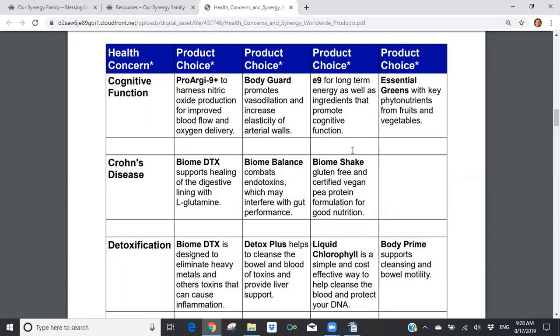The Detox Plus would also be a good product for helping from a cleansing of the bowel and removing toxins out of the bloodstream, as well as liver support. Liquid chlorophyll, to me, is one of the easiest and most cost-effective things a person can do to help them maintain a good program. I typically drink 2 to 3 glasses of liquid chlorophyll on a daily basis. I find that I drink more water when I use liquid chlorophyll than if I'm trying to drink water by itself. And then Body Prime would be a good product because of the magnesium that's in Body Prime.